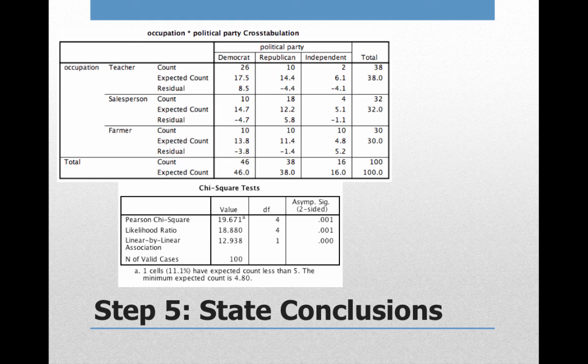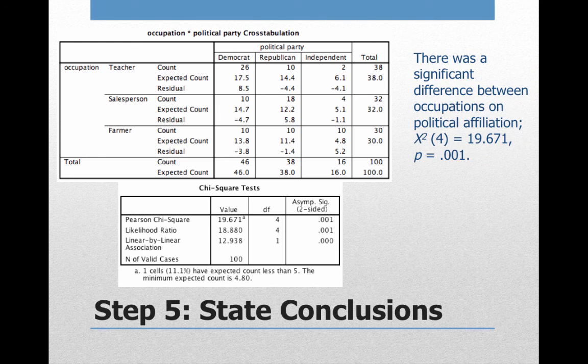And since they did, we're going to state our first part of our conclusion as: there was a significant difference between occupations on political party affiliation. Chi-square is equal to 19.671 with 4 degrees of freedom. Our p-value is equal to 0.001.